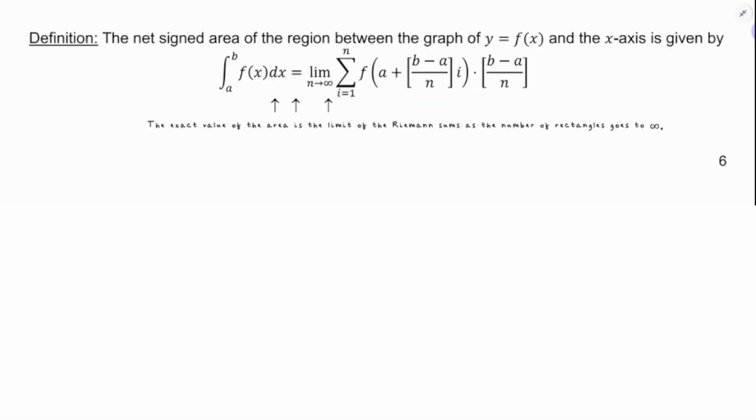Now before we go on too much farther, I am going to give you the true definition of the definite integral. That's what that is, the integral from a to b of f of x dx. The exact value of the area of the region between the graph of y equals f of x and the x-axis is given by the limit of the Riemann sums as the number of rectangles goes towards infinity, and their respective widths go towards 0.